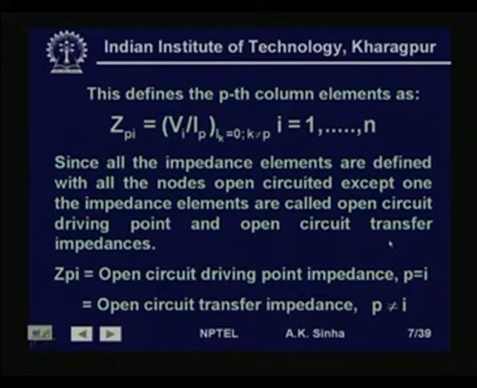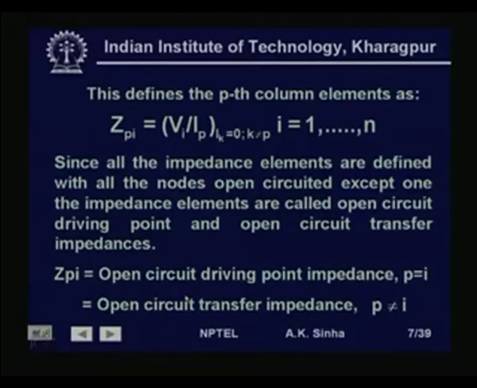That is, ZPP is basically what we call the driving point impedance for bus P, and ZPI for P not equal to I is called the transfer impedance, open circuit transfer impedance between buses P and bus I. Okay. So, this is how we can do.